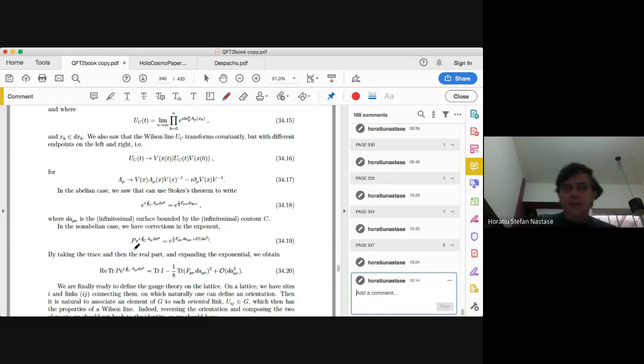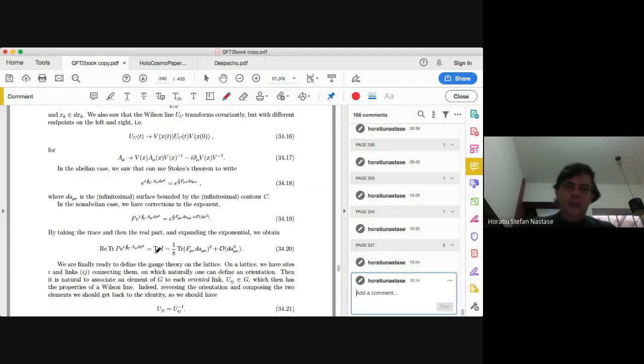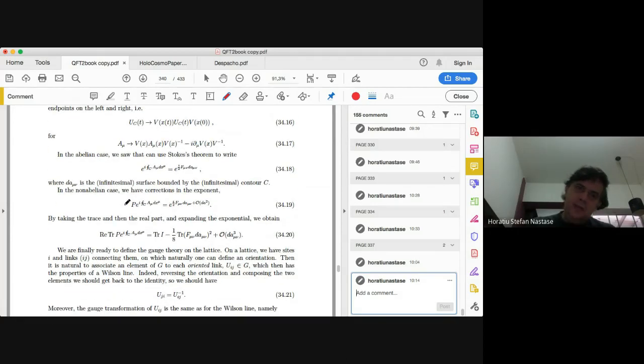So in the non-abelian case, we first of all have a path-ordered exponential of the same thing, i integral over the contour C of A_mu dx^mu. And then in the exponent we have the same i over 2 F_mu nu dA^mu nu, but then plus higher order corrections, of order dA squared. And then by taking the trace in order to obtain the Wilson loop, and then the real part, and expanding the exponential, the real trace of this thing.